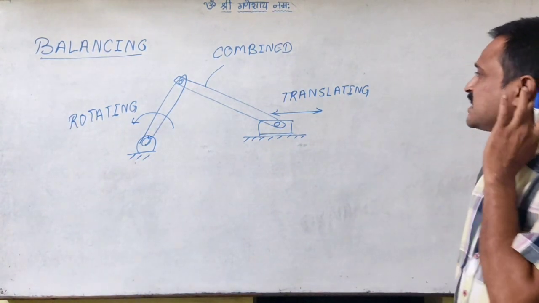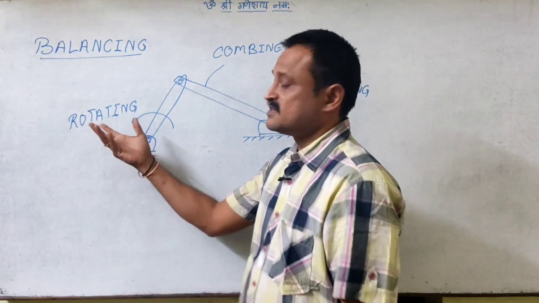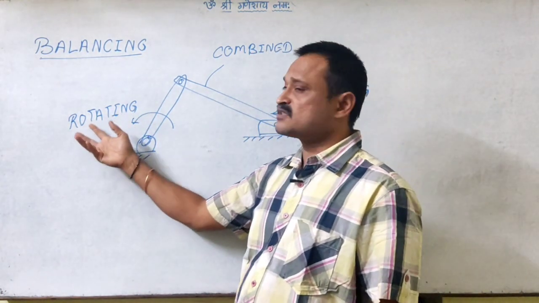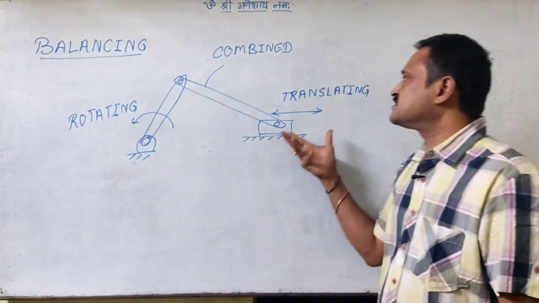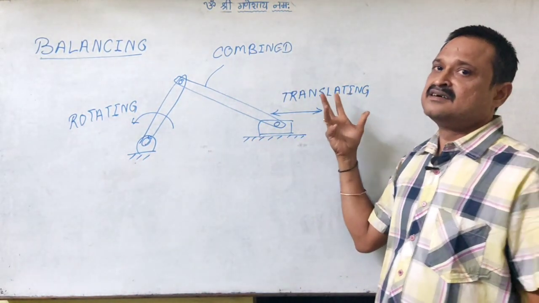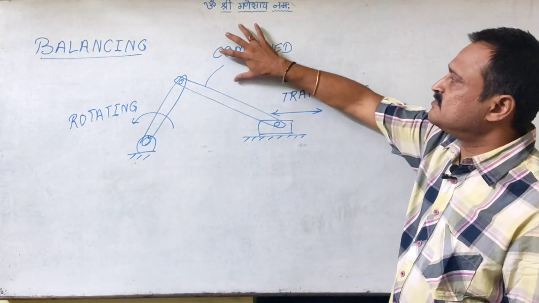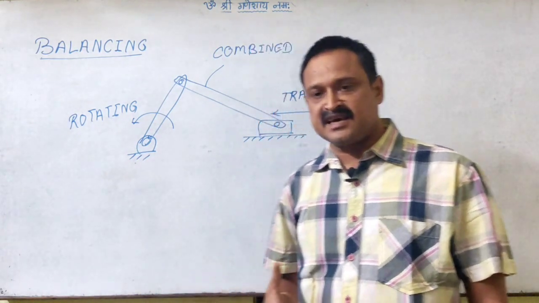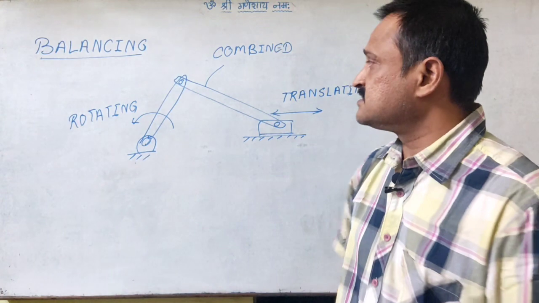So while balancing, we first take care of the disturbing rotating masses. That means we go for the balancing of rotating masses. Then we think of the situation for balancing the reciprocating masses, and then as a whole, wherever the combined motions are there, the balancing of the entire mechanism. Step by step, we balance the system.